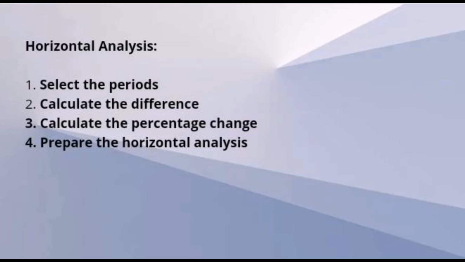The third step is to calculate the percentage change. Divide the difference by the value in the earlier period and multiply by 100 to get the percentage change. This will show the percentage increase or decrease in each line item over time. And lastly, prepare the horizontal analysis. Create a horizontal analysis table or column where you list each line item and its corresponding percentage change.